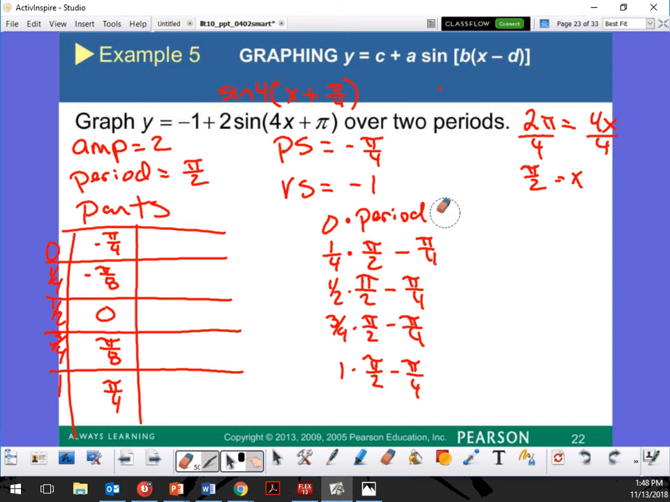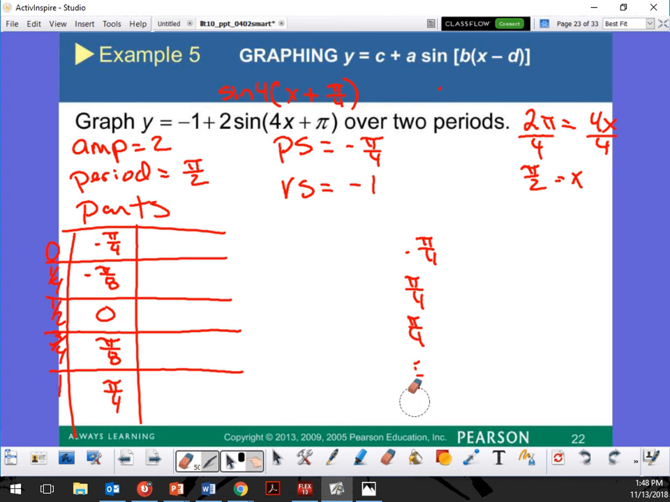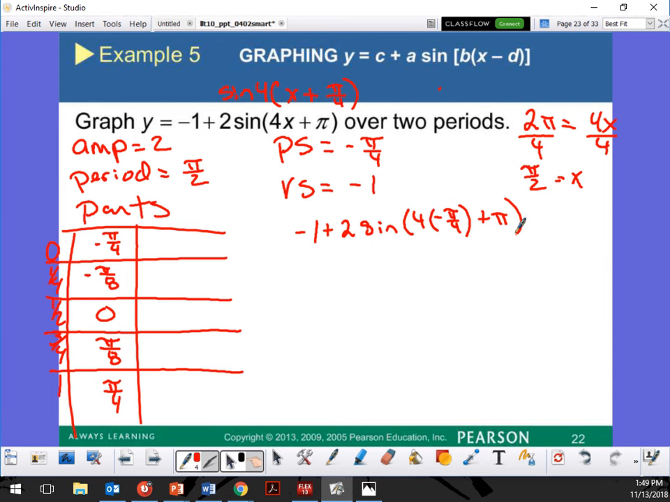Okay? So we have all that. So what goes next? Now we have to try and plug it in, right? Okay, so we're plugging it in. So it's going to be -1 plus 2 sine of 4 times negative pi over 4 plus pi. So, negative pi over 4 times 4. Negative pi. Negative pi plus pi, 0. So that's going to be 0.